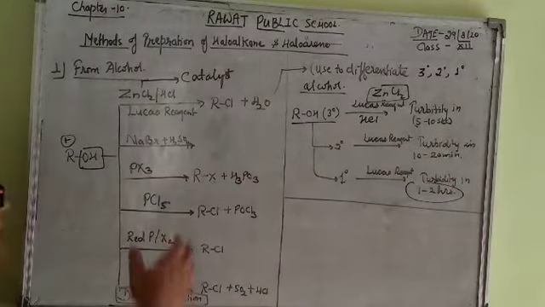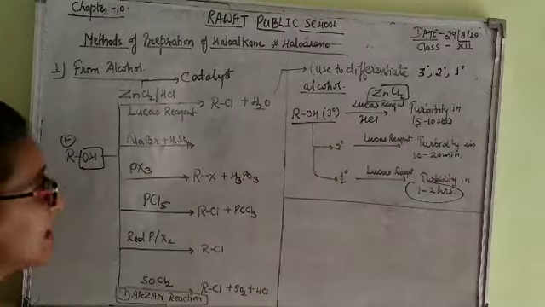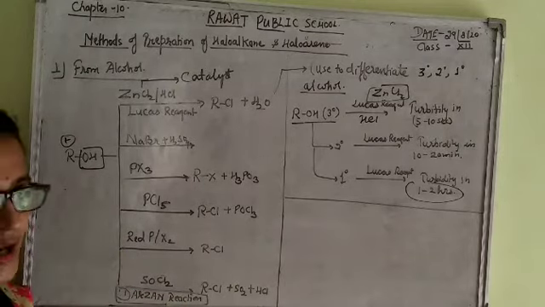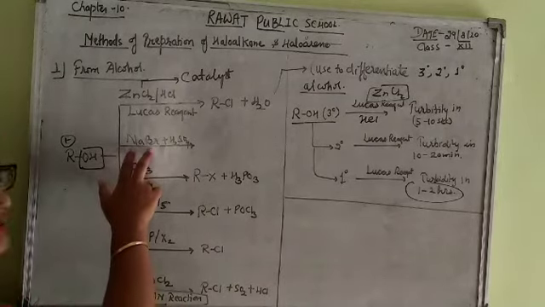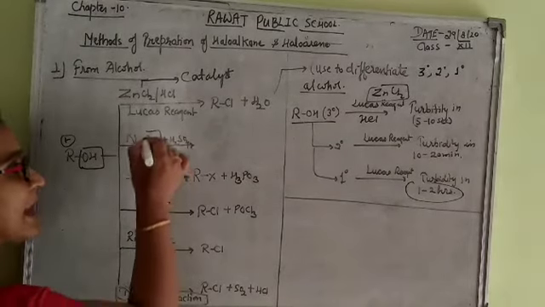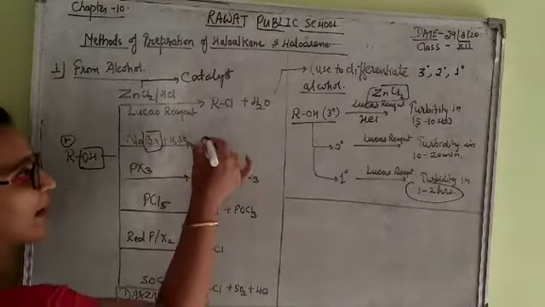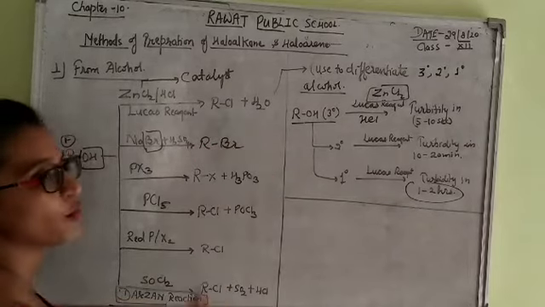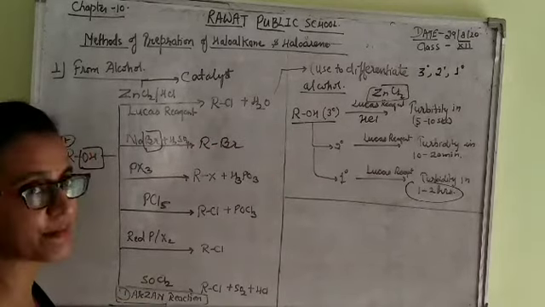Now what are the other methods for the formation of alkyl halides? Next is ROH, alcohol treated with sodium bromide in the presence of H2SO4. Because here the alkyl group gets bromide, there is a formation of bromoalkanes. This is a very simple reaction.